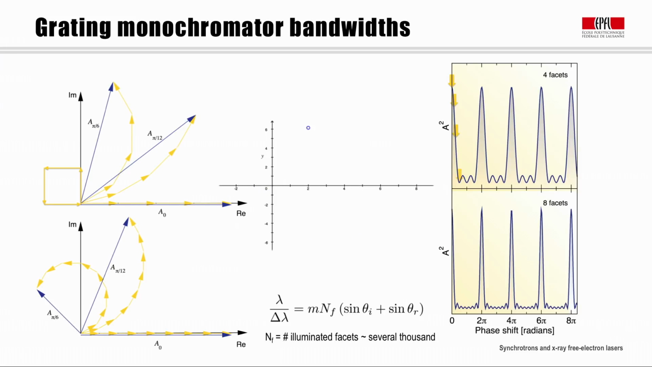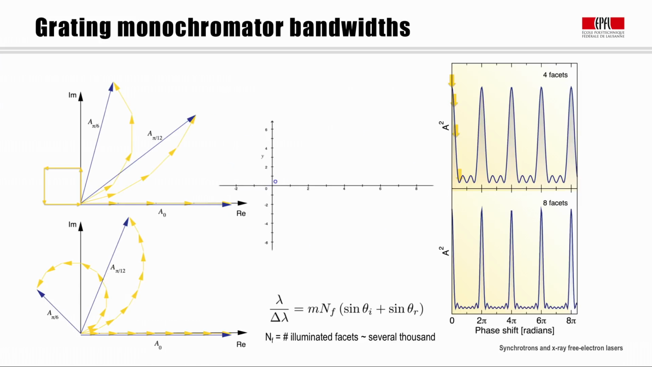Now, using the same arguments, a similar situation arises when 8 facets are illuminated. But now, for a given phase difference, the degree of destructive interference increases more rapidly as one moves away from a phase difference of 2 pi, or an integer number of wavelengths, as more individual scattering amplitudes are involved and the vector addition curls round on itself more.